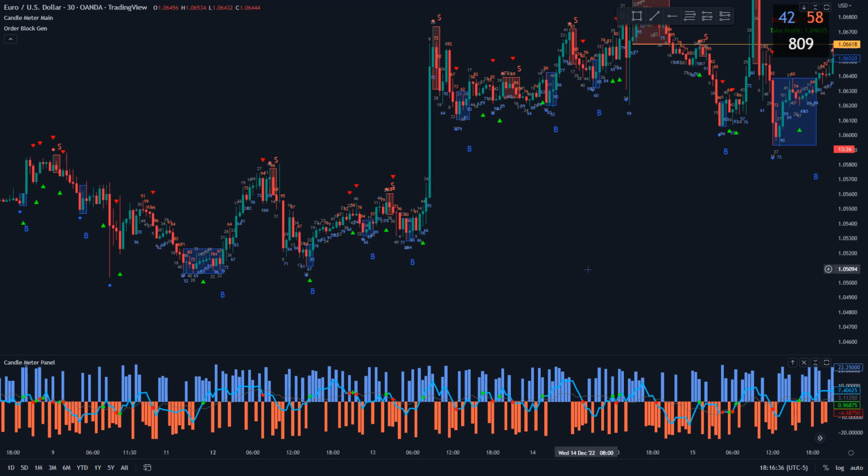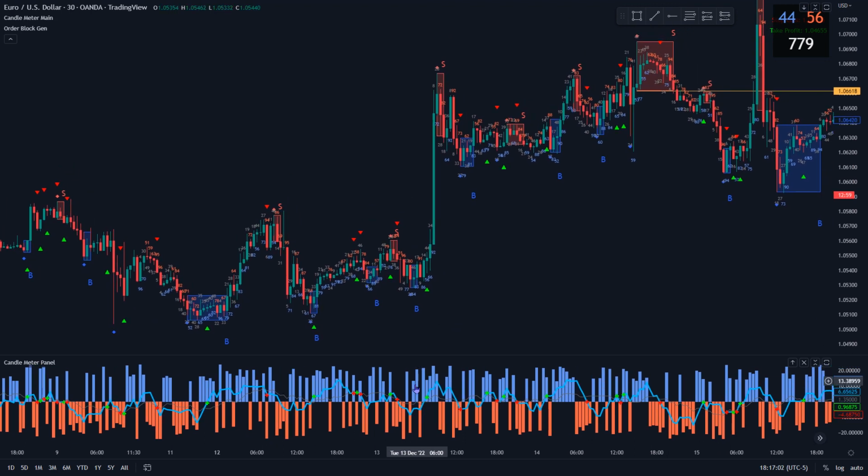This is Ronald, and in this video we're going to go over just some price action here with the Euro US dollar, the 30-minute chart. And I've just got two indicators on the chart here. It's the order block gen and the candle meter main, and then obviously the candle meter comes with two parts. It comes with the panel down here as well. And we're not going to do too much with the panel. I'll touch on it a little bit later on.